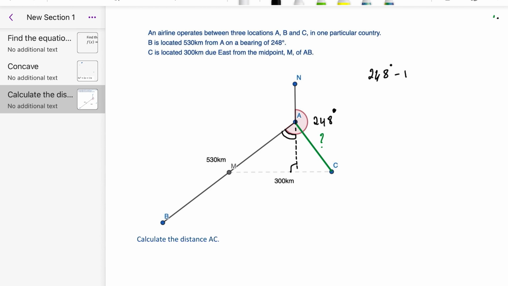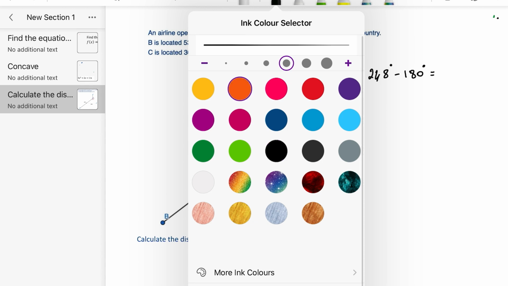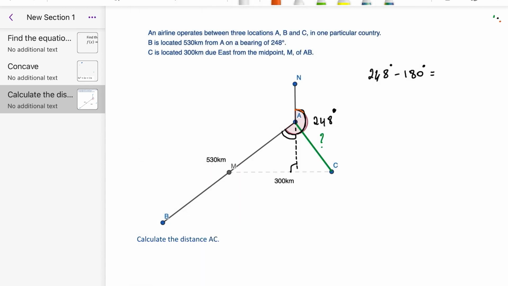minus 180 degrees. And that is because this angle over here is a straight angle, so that's 180 degrees, which is this one here, and the bearing is 248 degrees. That means the rest will be 68 degrees, and that will be the 68-degree angle.